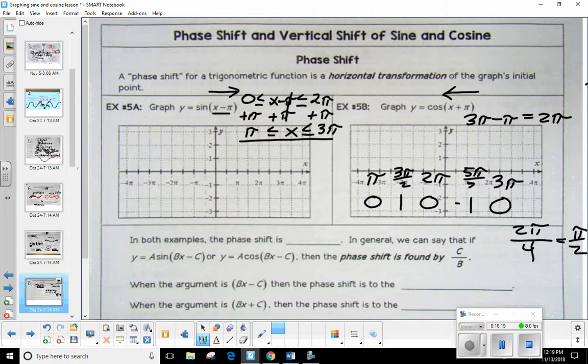And let's check it. Will 5 pi over 2 plus the pi over 2 once again give me 3 pi? Yeah, because that would be 6 pi over 2, and 6 over 2 would give me the 3.